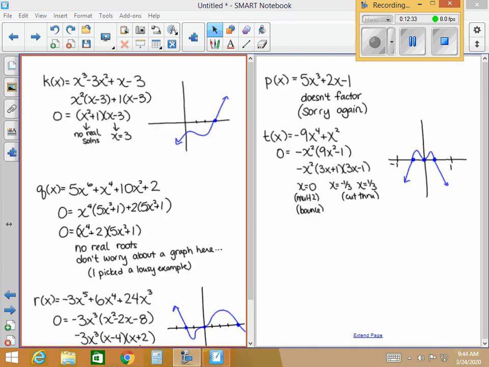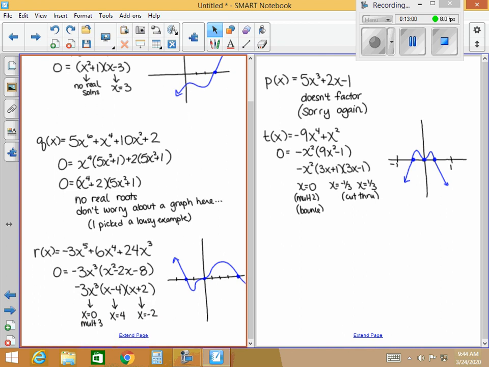Okay, you can pause the video and scroll through on your own here in a minute, but on K, there was only one real solution, and the reason I put this bump in it instead of just going straight down, I know the right end goes up and the left end goes down, but I put a bump because of the x to the third. It's not a straight line unless it's x to the first, but x to the third means it's going to have a little bit of a curve, so I kind of made up what I thought that looked like.